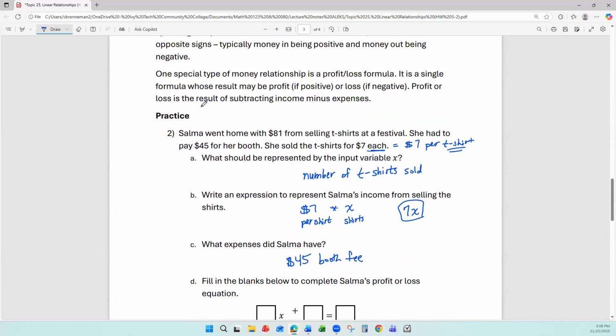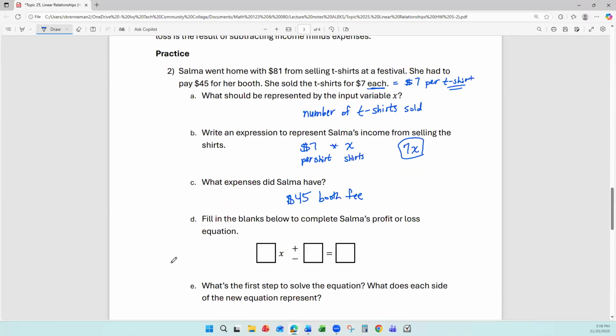So the text up above here explains the profit or loss formula, that profit or loss is income minus expenses. So profit or loss, income minus expenses. The income we said in part B was 7X, and the expenses was the 45. So we have 7X, it's minus 45 because that was expenses. And then we end up with the $81 is her profit. That's what she went home with after both selling the t-shirts and paying the expense.